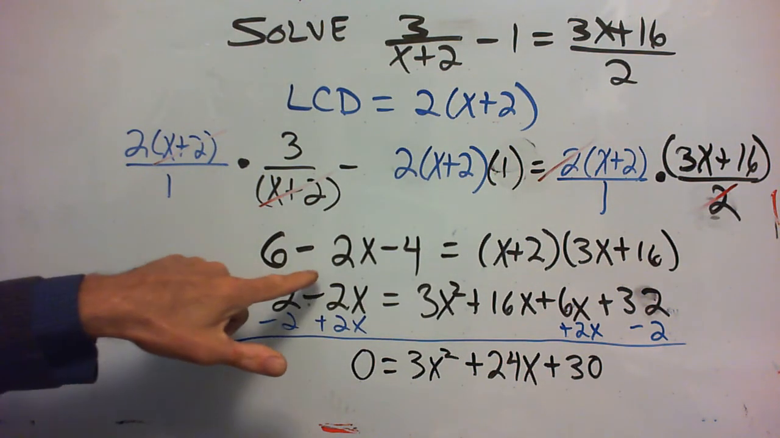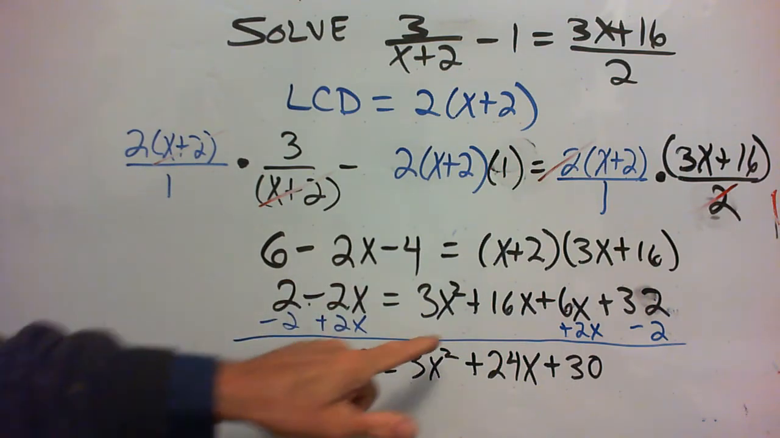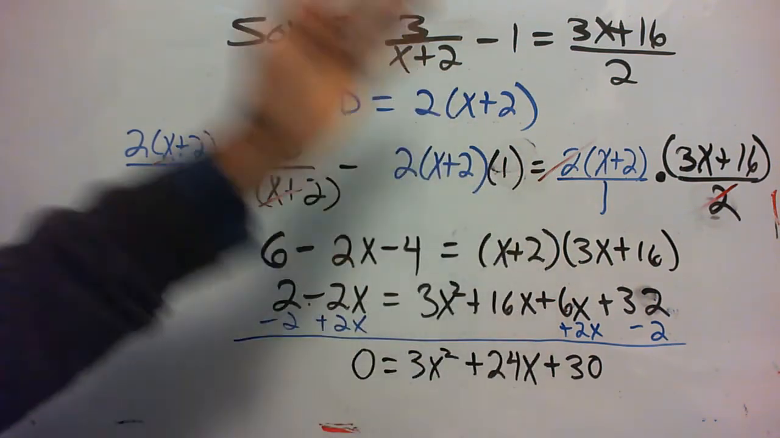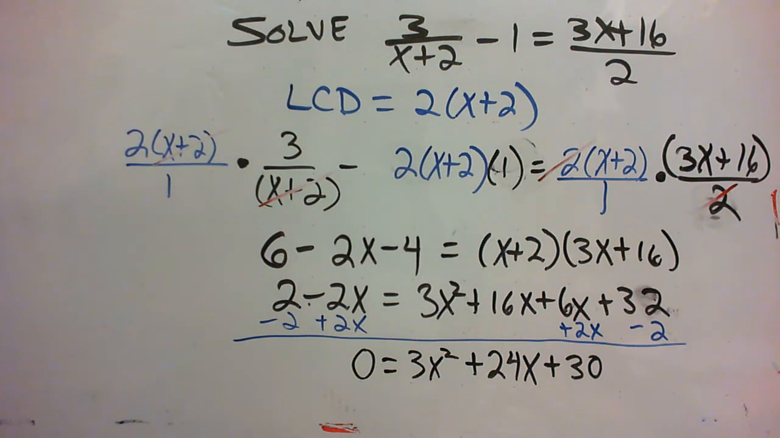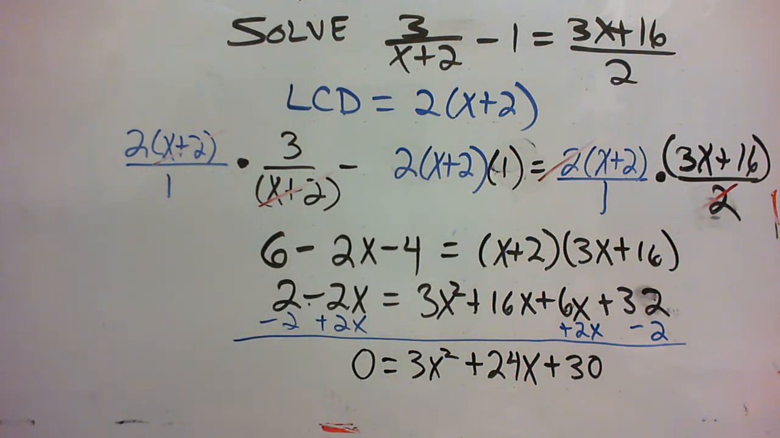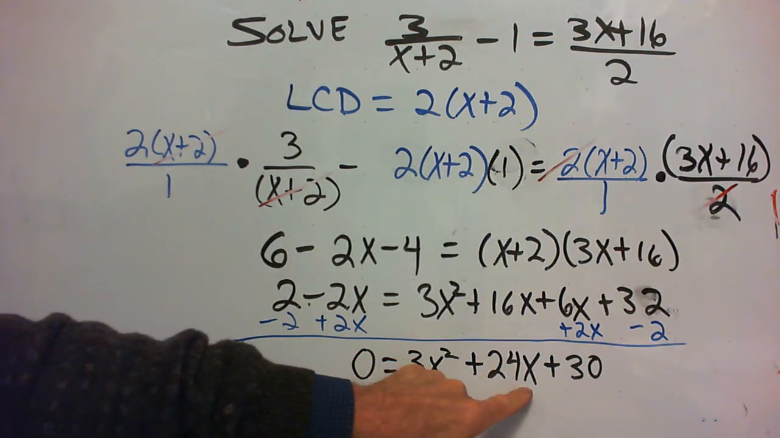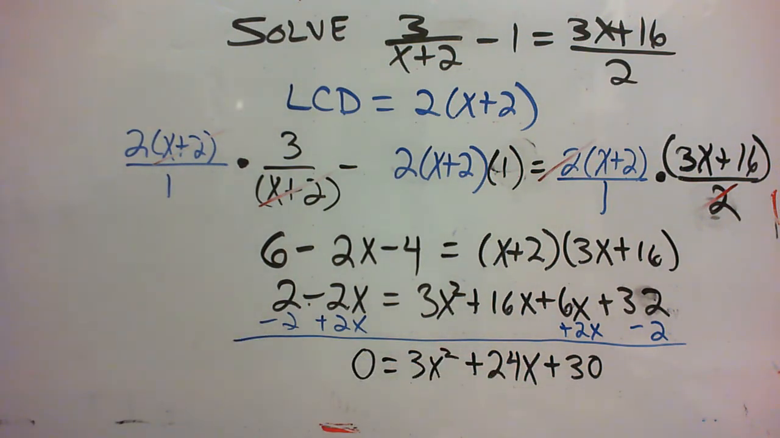We keep simplifying. 6 minus 4 is 2. 2 minus 2x equals. Then on the right side, we FOIL it all out. Subtract 2 and add 2x to both sides. And we end up with the simplified equation 0 equals 3x squared plus 24x plus 30. Now we work with that equation.